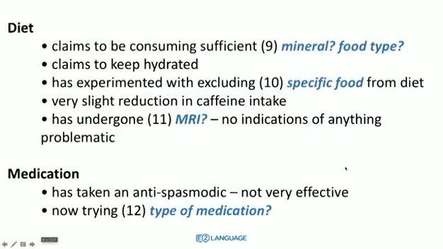Let's look at 9, 10, 11, and 12. Claims to be consuming sufficient. Well, consuming basically means eating, so it's going to be some sort of mineral or vitamin or food type. Number 10, has experimented with excluding. Remember, we're under the subtitle of diet, so it's going to be a specific food from diet, and that tells you there anyway. Number 11, has undergone MRI, perhaps? Remember, this is diet though, so possibly not MRI, but something like that. You undergo an MRI, for example.